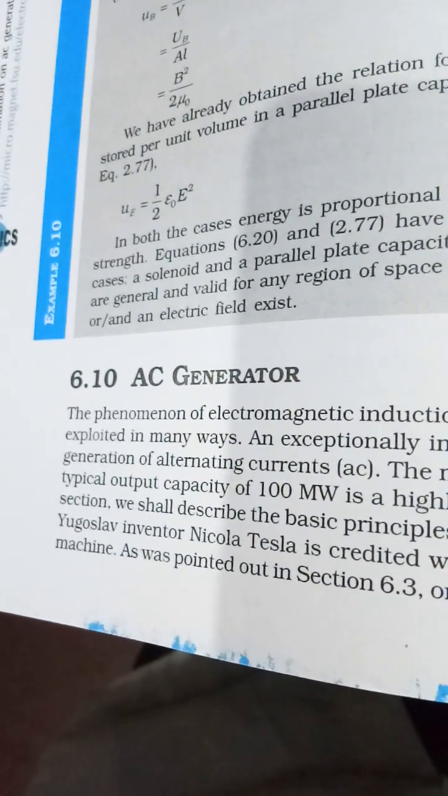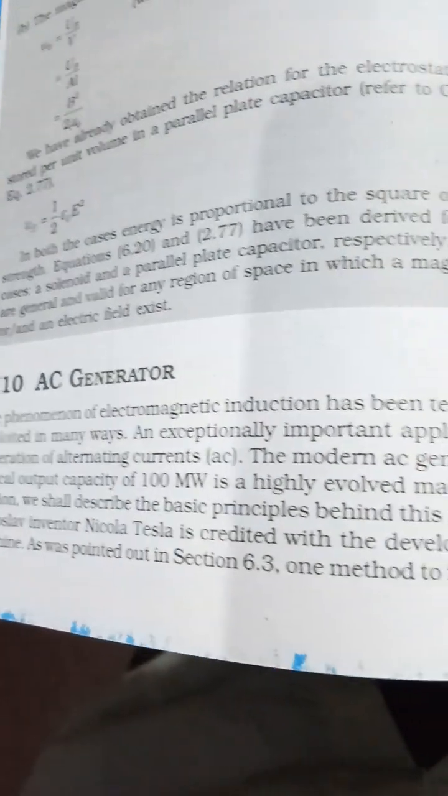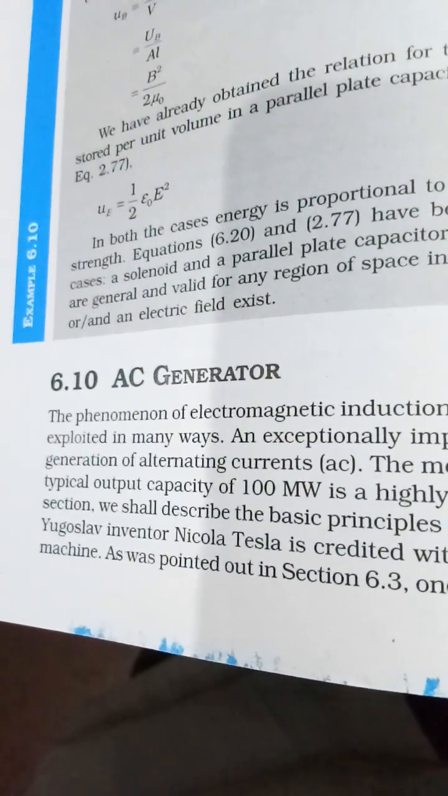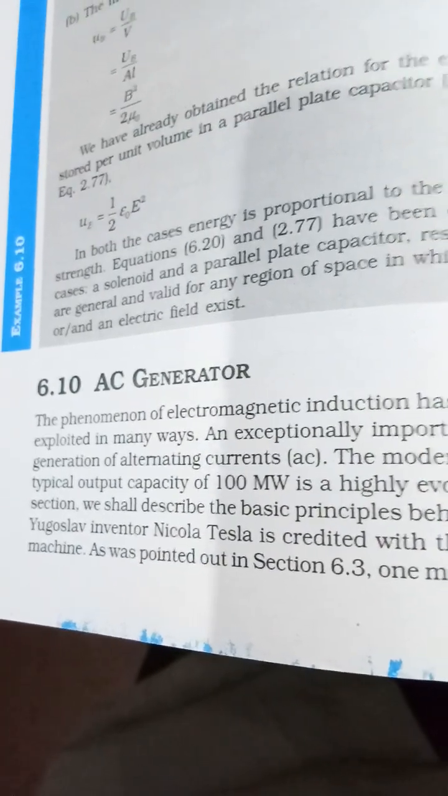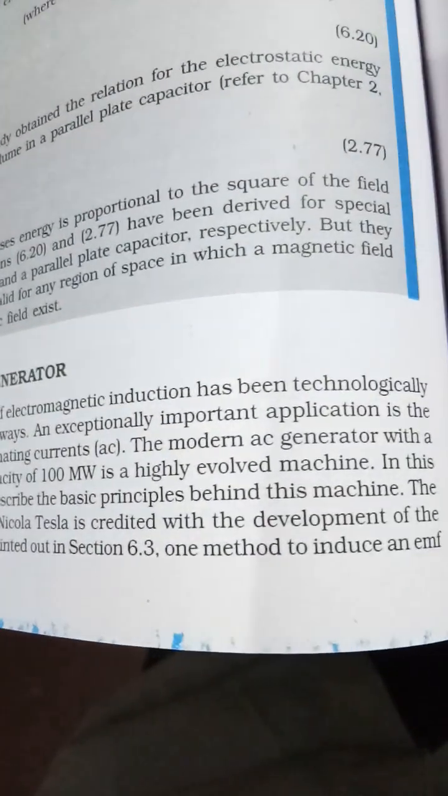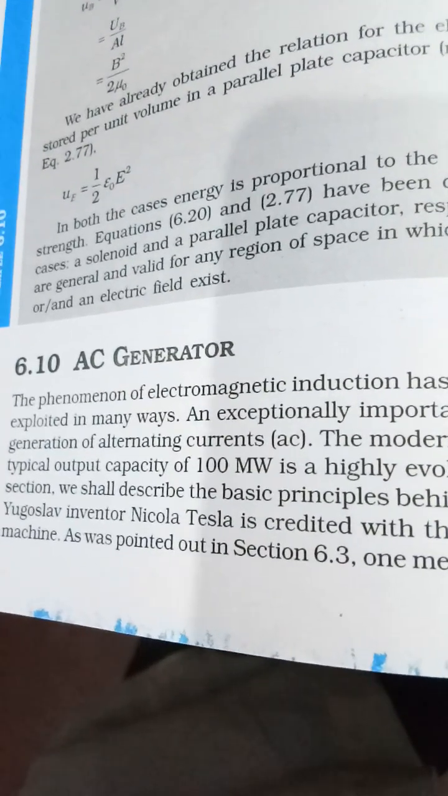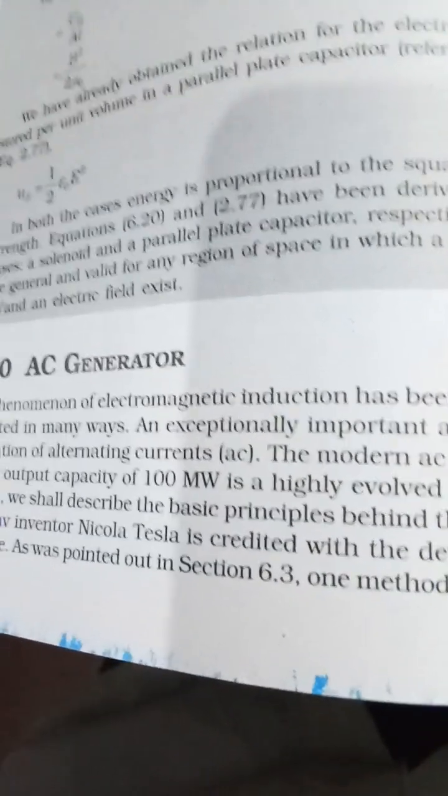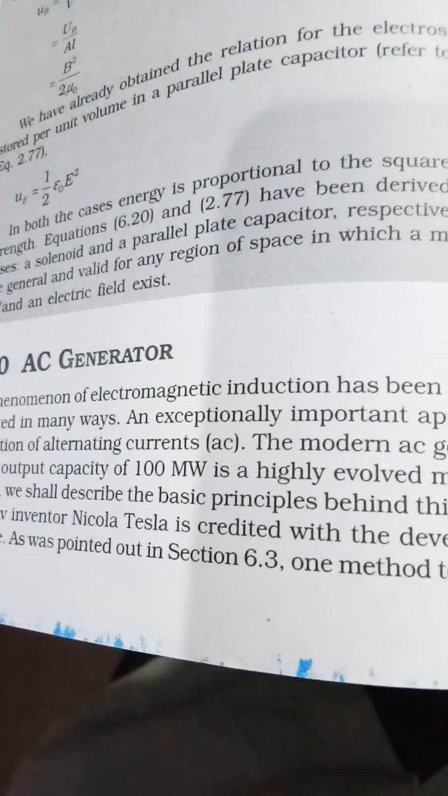The Yugoslav inventor Nikola Tesla is credited with the development of the machine. Name is given here. Yugoslav inventor Nikola Tesla is credited with the development of the machine, as was pointed out in section 6.3. When you study the NCERT book of +2 level physics, then you will find this.